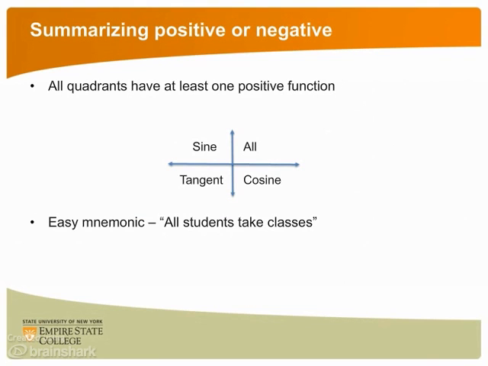The previous slide had lots of information, so let's summarize. In all quadrants, at least one function will be positive. In quadrant 1, all the functions are positive. In quadrant 2, only sine is positive. In quadrant 3, only tangent is positive. In quadrant 4, only cosine is positive. An easy way to remember which functions are positive in each quadrant is the mnemonic, All Students Take Classes. Let's take a look at an example that uses this concept.